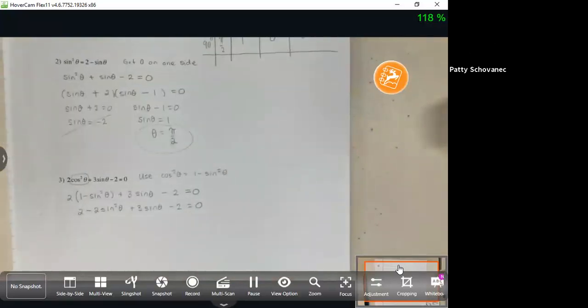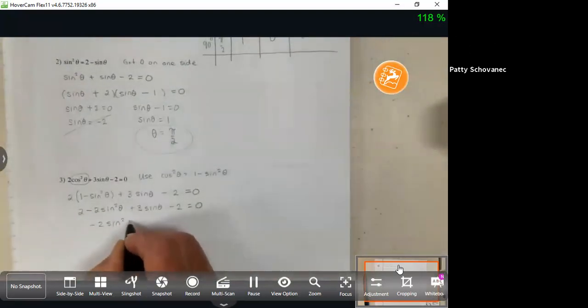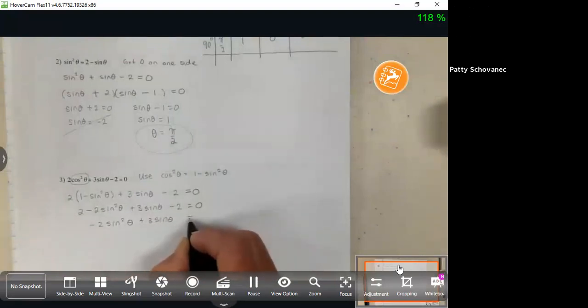I see that plus 2 in the front and a minus 2 in the end. Those are going to cancel each other out, so only 2 terms are left: a minus 2 sine squared theta plus 3 sine of theta.